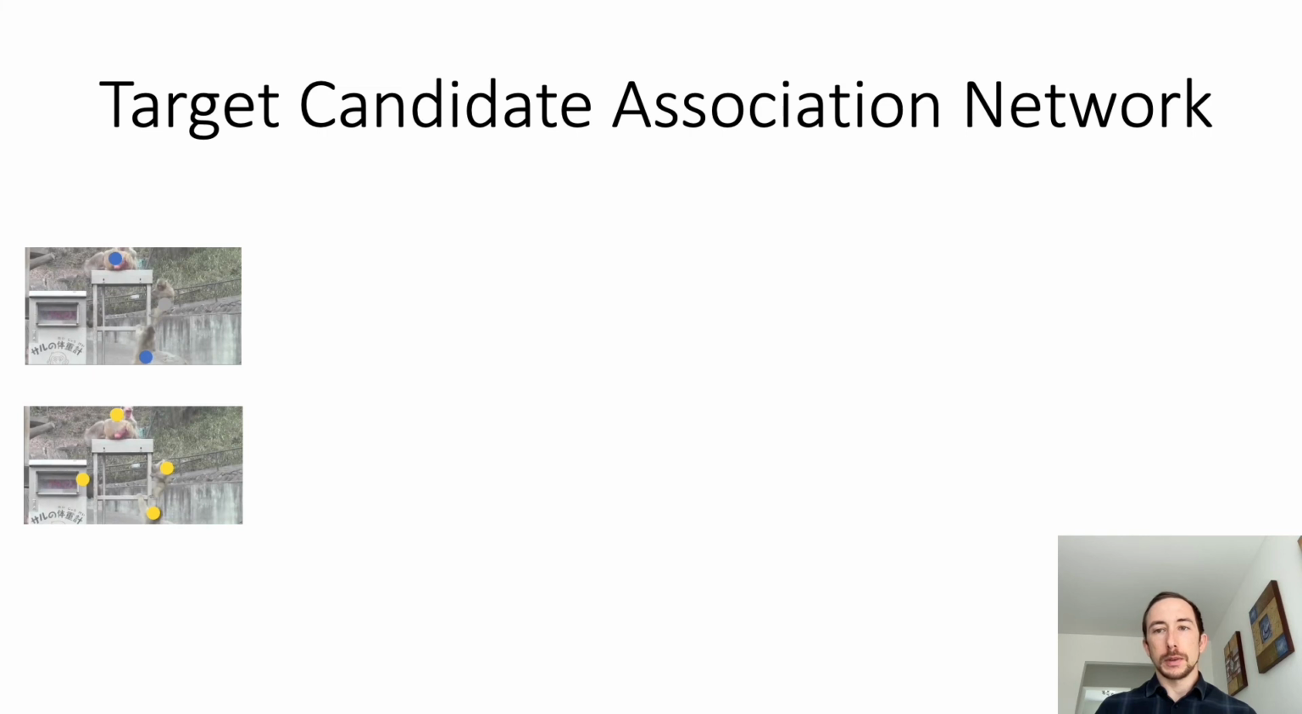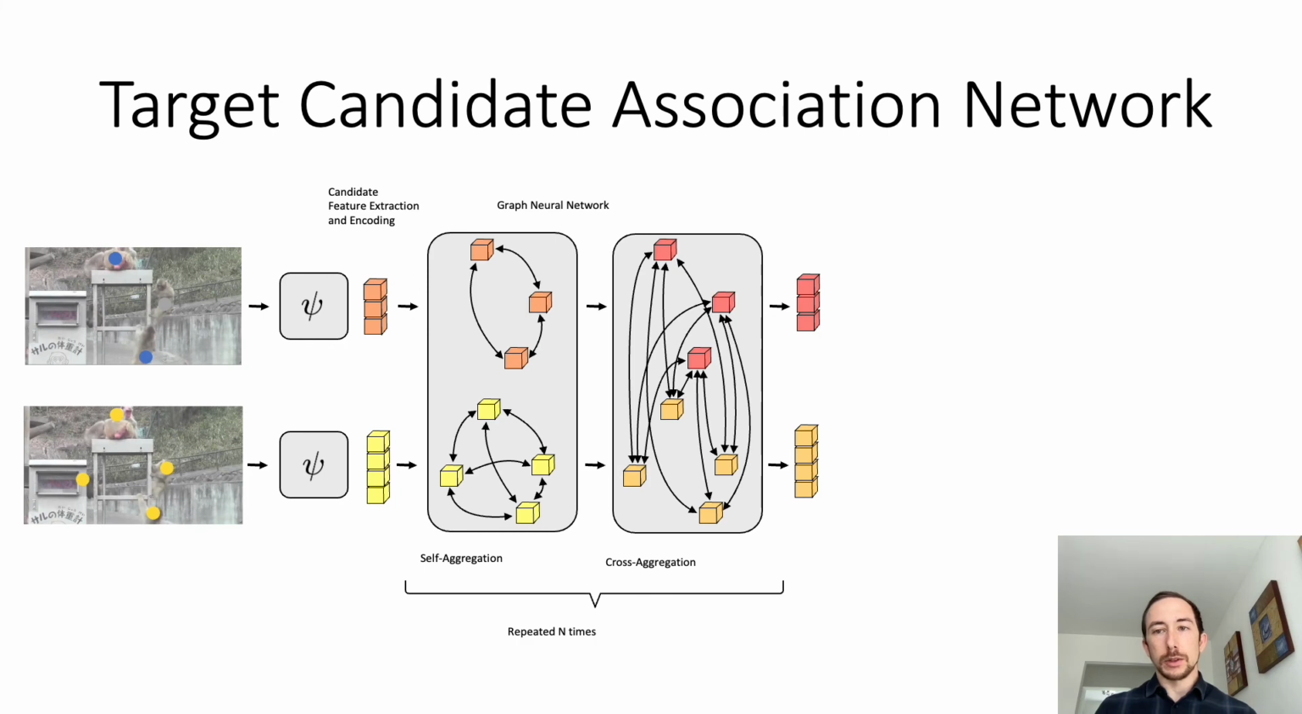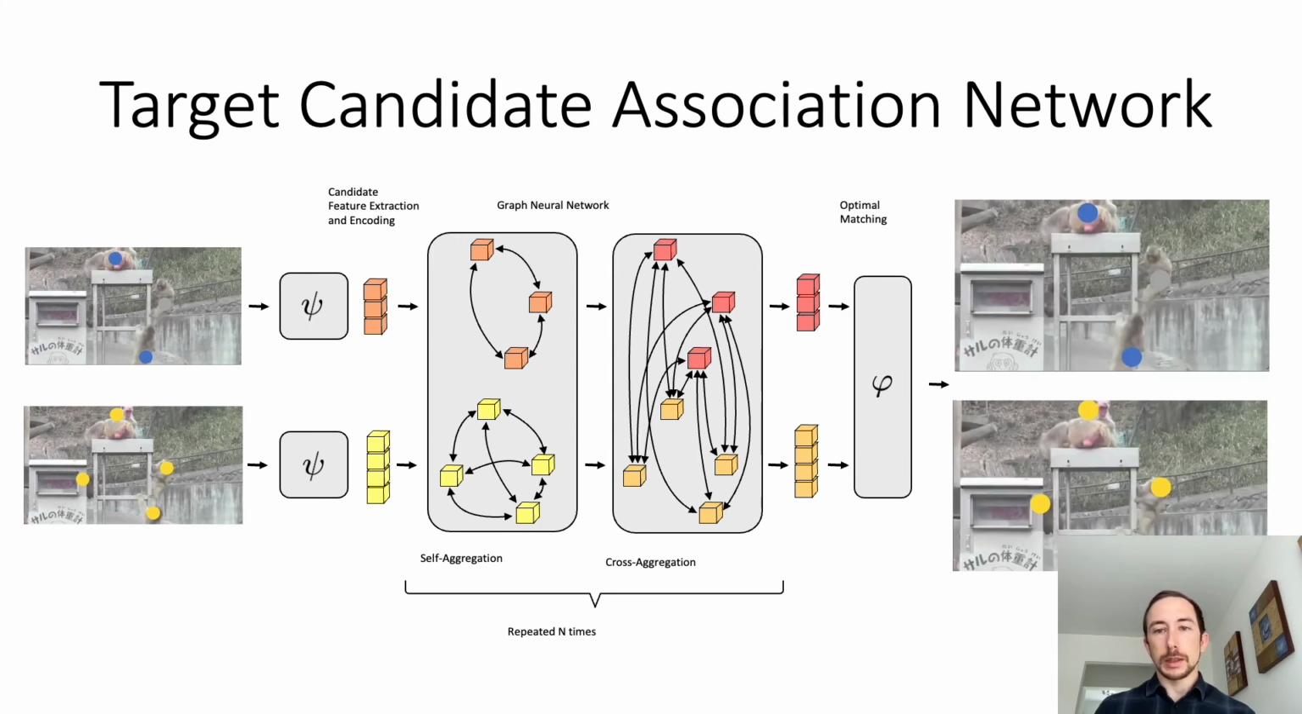After extracting the features, we encode them into a single feature vector. Then we enhance these features using a graph neural network consisting of self and cross-attention layers. This enables the exchange of information between candidates in the same or neighboring frames. And finally, we feed these refined features into the optimal matching module that predicts the assignment probabilities across the candidates in the two frames.